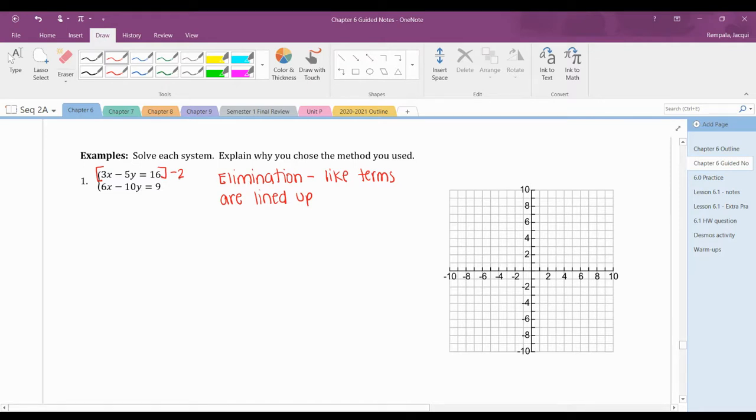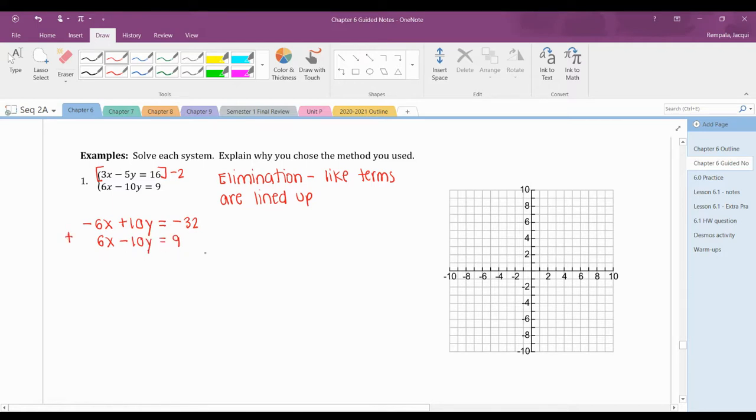So I'm going to multiply the entire top equation by -2. So 3x times -2 is -6x. -5y times -2. Well, a negative times a negative would make that a positive. It's 10, and there's a y with it. That's going to equal 16 times -2, which is -32. I get to keep the bottom equation as it is because we didn't have to multiply anything by that.